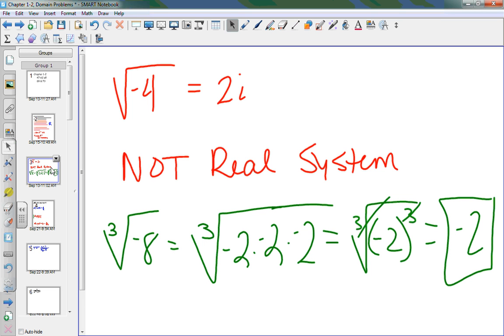Green means go. Red means stop. Do we understand that? So the square root of a negative number is not legal. Okay? Not in the real number system. It's legal in the imaginary number system, but we're in the real number system. Are we all good? Yay or nay?